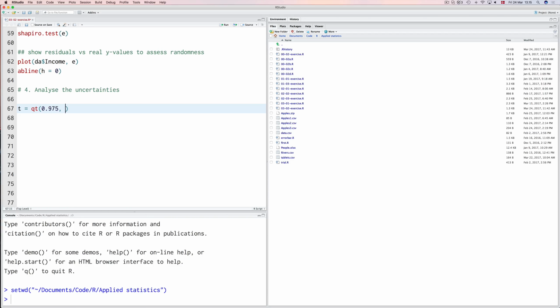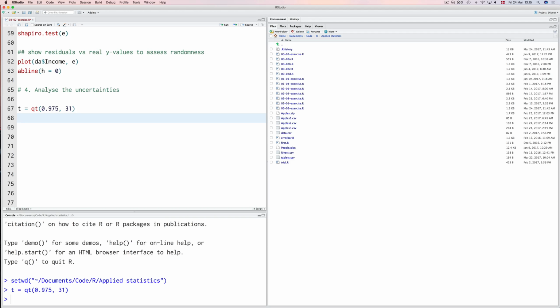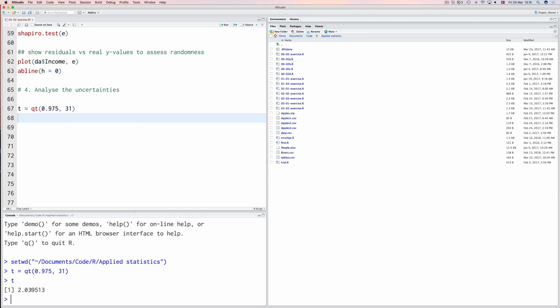I will take the right tail for this, the right part of the two tails. And then the degrees of freedom is 31 in our case, right? So that's the t value. Then if you look at the t value, you can see it's exactly the one we used in the lecture. It's 2.04. Okay.